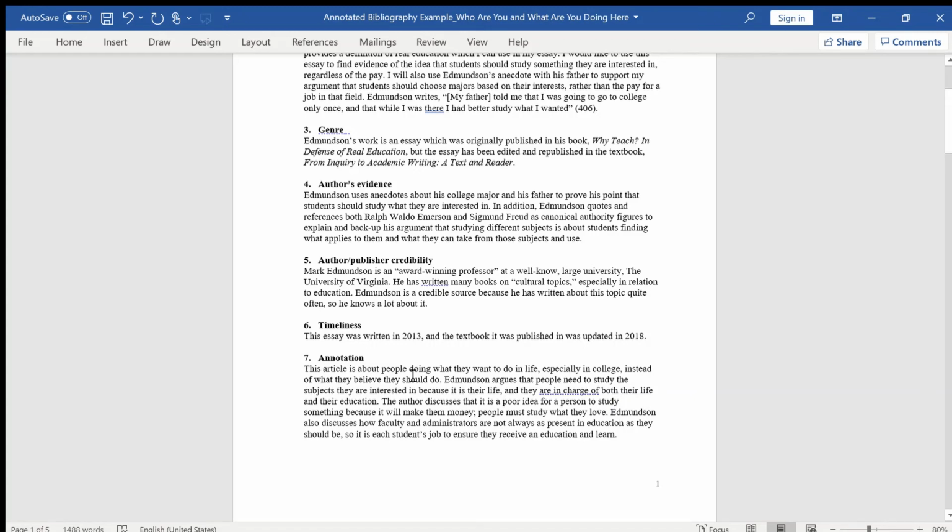This article is about people doing what they want to do in life, especially in college, instead of what they believe they should do. Edmondson argues that people need to study the subjects they are interested in because it is their life and they are in charge of both their life and their education. The author discusses that it is a poor idea for a person to study something because it will make them money. People must study what they love. Edmondson also discusses how faculty and administrators are not always present in education as they should be, so it is each student's job to ensure they receive an education and learn.